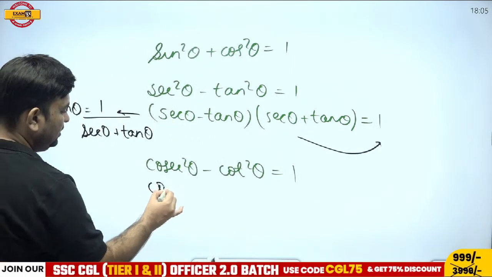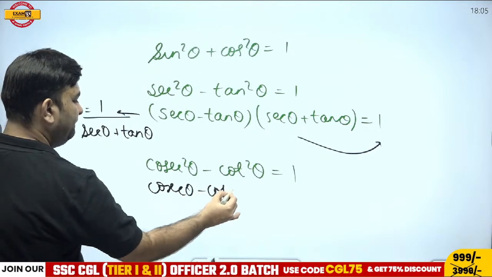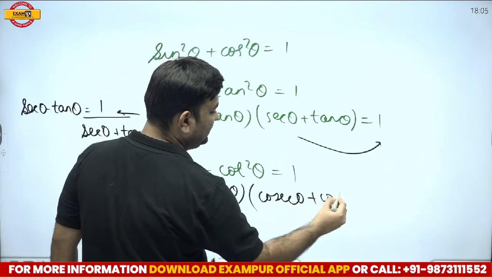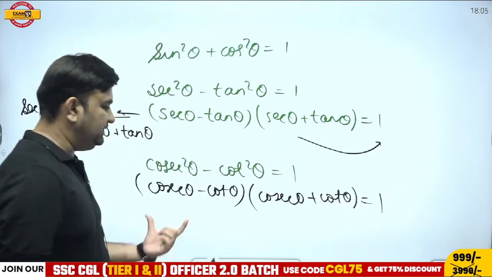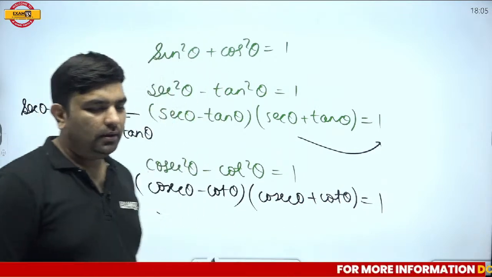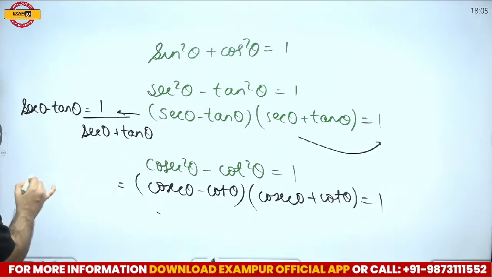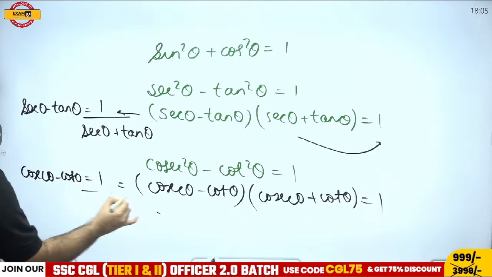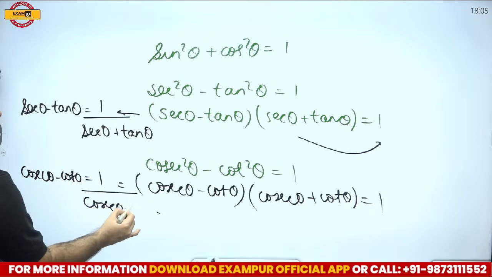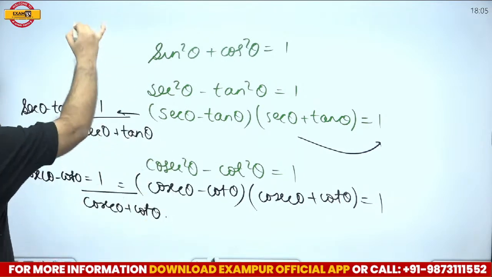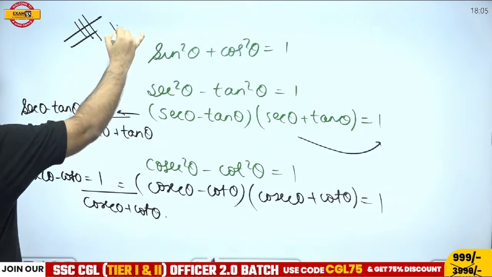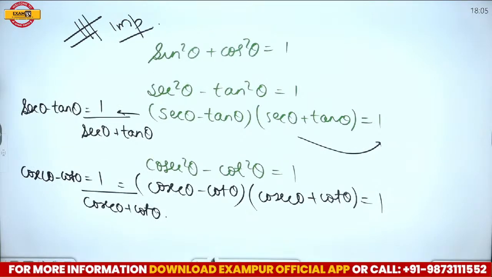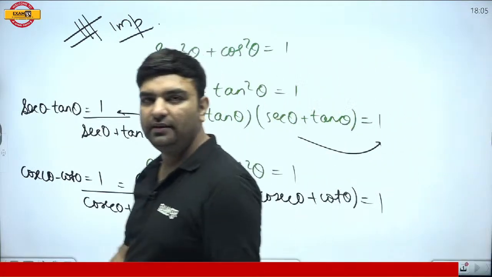Similarly here as well, cosec theta minus cot theta into cosec theta plus cot theta is equal to 1. So these two are like inverse of each other. You will say, sir, cosec theta minus cot theta is the inverse of cosec theta plus cot theta. Hugely important, guys, very, very important. A lot of problems based on these come in the examination directly.